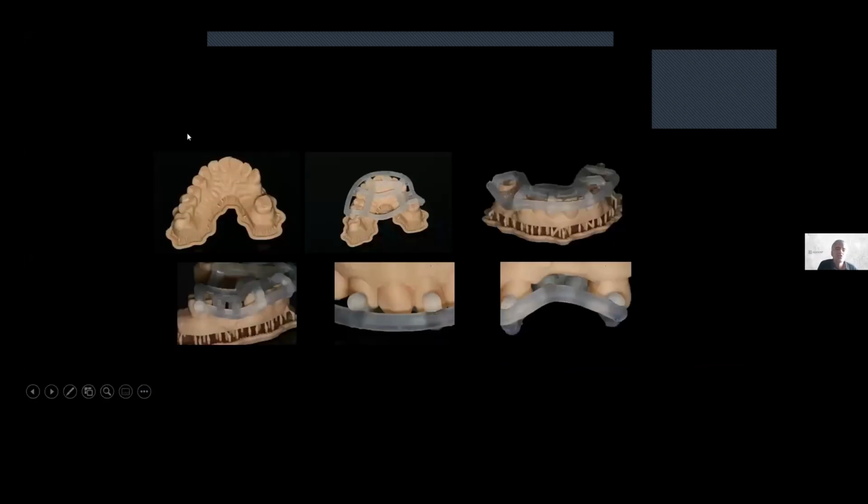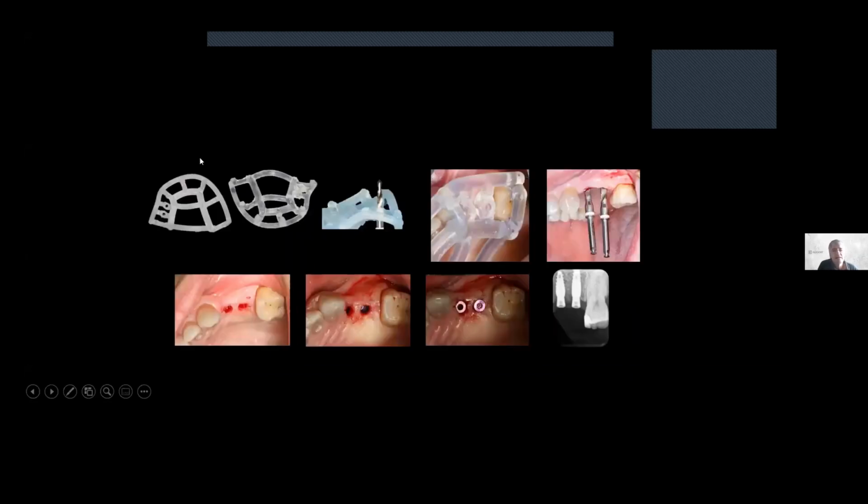Okay, so this was just testing. We have a 3D printed model to test the fitting of the 3D surgical guide. Everything fits perfect, so we have to be sure everything fits. Then we just place it in the mouth.